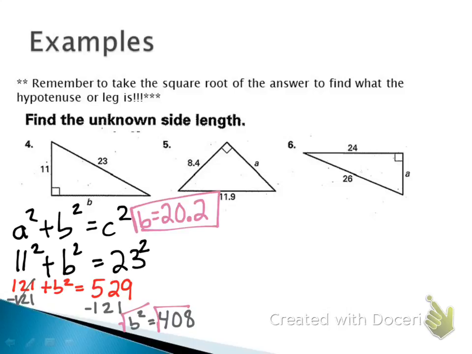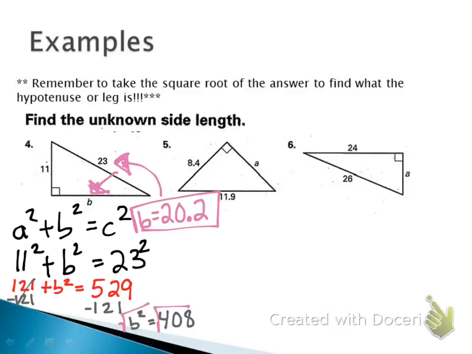That's for number 4. Sorry, I'm running out of space. I guess I should technically put the arrow down to there. That's our B. Alright, but that is the answer to number 4. What are your questions? Alright, let's start number 5.